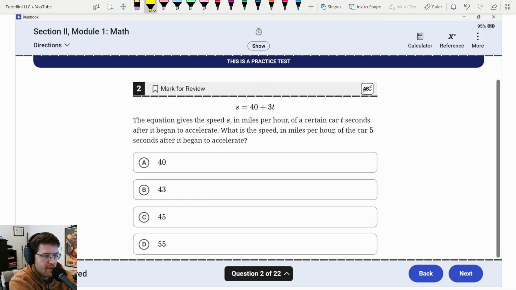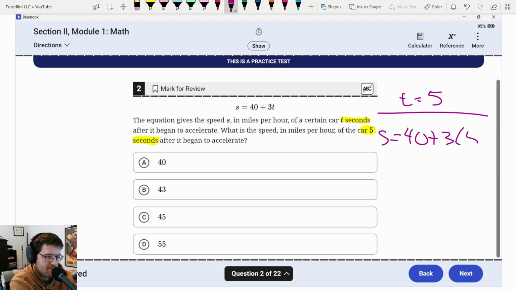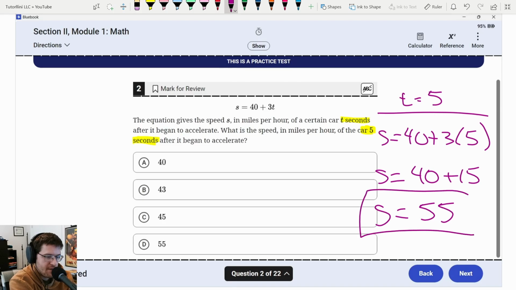Okay, question 2. So they told us that we're concerned about the speed when the car is 5 seconds after it began to accelerate. That's essentially just telling us, since t is the seconds, that t is equal to 5. So I'm going to take t equals 5 and put it into this equation. So s equals 40 plus 3 times 5. So we get s equals 40 plus 15, which gives us a speed of 55 miles per hour, which is choice D.